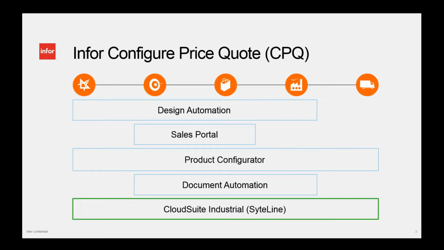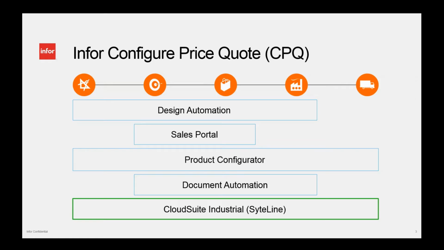The Infor Configure Price Quote is a suite of applications with product configuration at the heart of it. Surrounded by product configuration are supporting tools. We have our design automation, which allows the configurator to drive and generate both 2D and 3D product images and drawings. We also have our document automation that generates professional proposals, bid packages, spec documents, things like that.